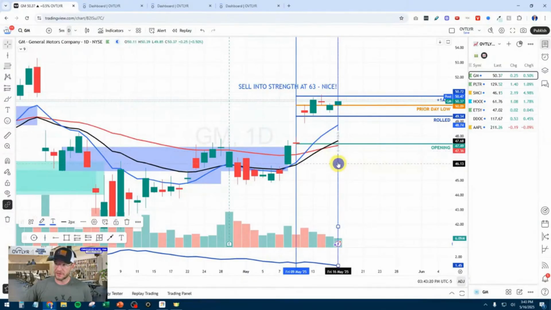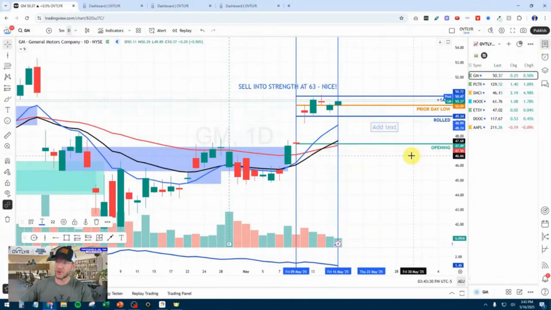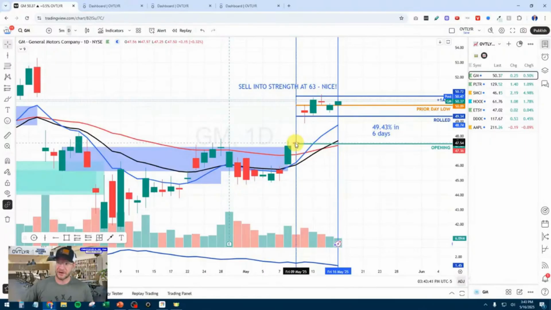Close this one here. Also rolled it up. My total profits in GM this week were 49.43% in a boring stock like GM. In how many days? 1, 2, 3, 4, 5, 6 days. Bought it here on Friday, sold it here on Friday. Just like that. 49% in 6 days.